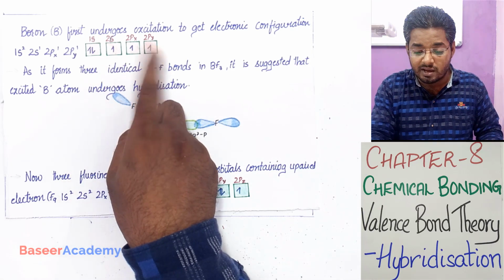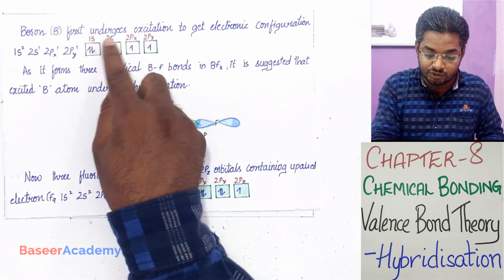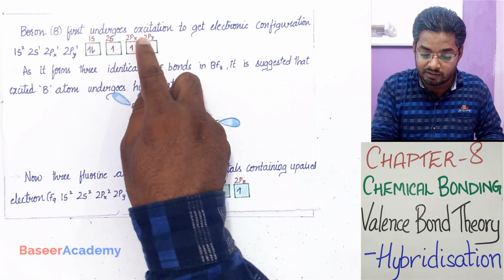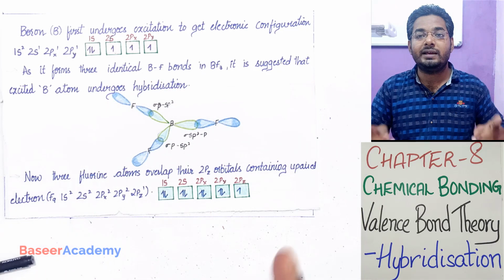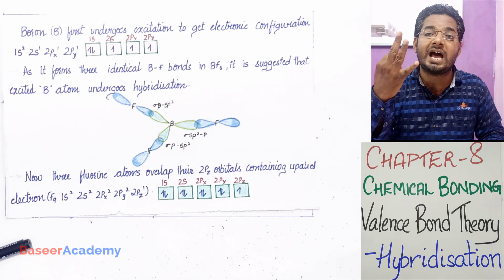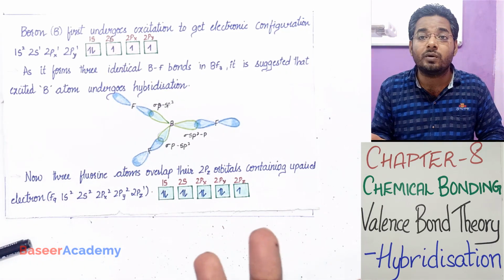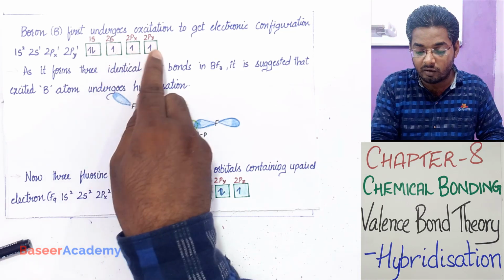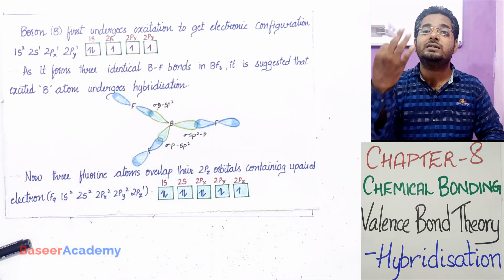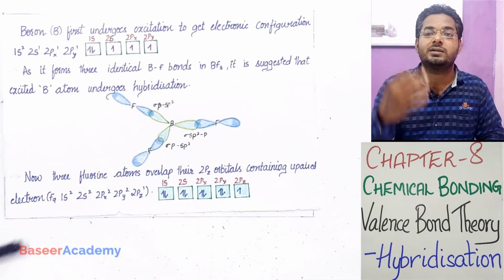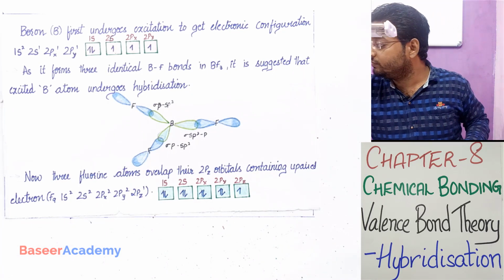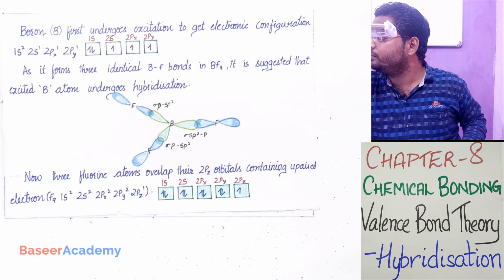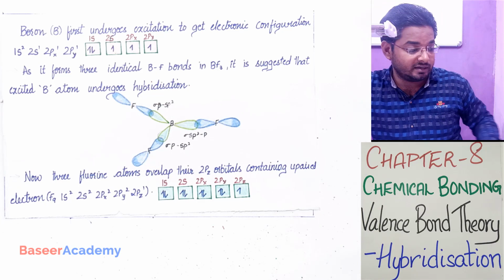Again, here also hybridization takes place. The 2s orbital and 2px, 2py orbitals intermix, and when they intermix, we get three hybrid orbitals. Why three hybrid orbitals? Because three orbitals are intermixing, we get three hybrid orbitals. And what should be the name of those hybrid orbitals? We get the names of the hybrid orbitals from the orbitals that are intermixing.